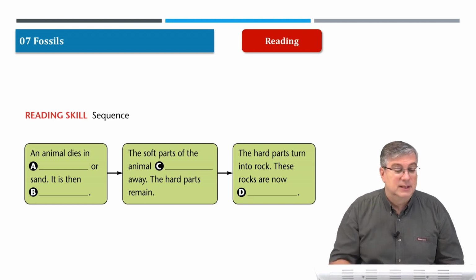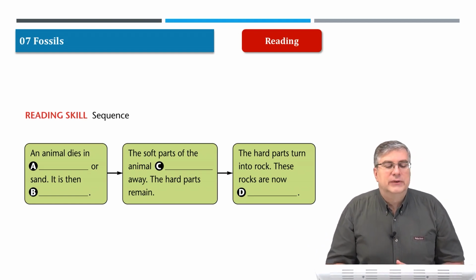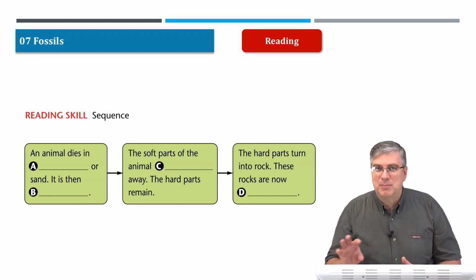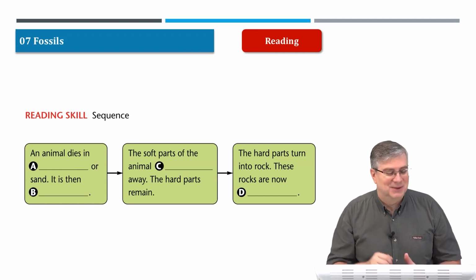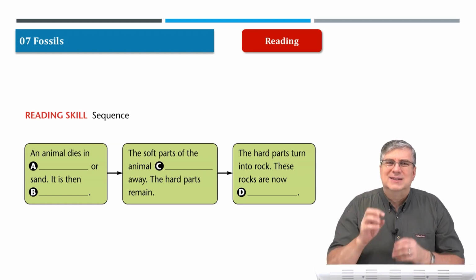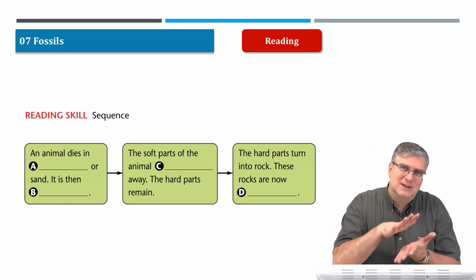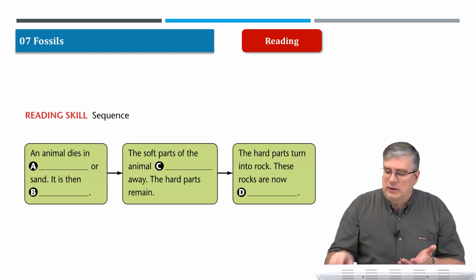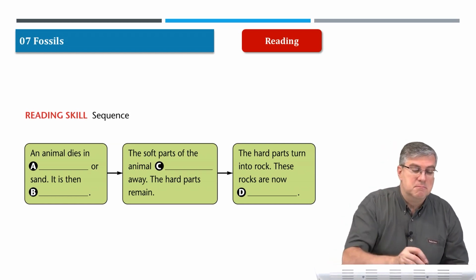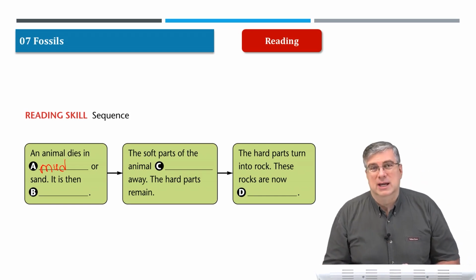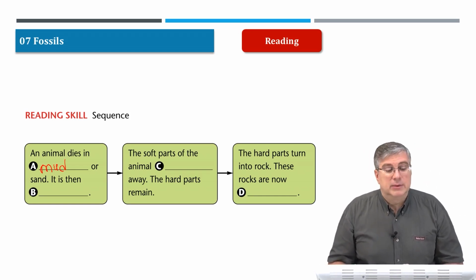You ready? Let's go ahead. An animal dies in blank or sand. It is then blank. Okay, what are the blanks? An animal dies in sand, or what was the other thing we talked about? Sand is soft, right? You can make a print in sand, but remember the example I talked about? What material was that? We talked about mud, right? Mud is just kind of like wet dirt. There's a lot of water in mud, right? An animal dies in mud or sand.